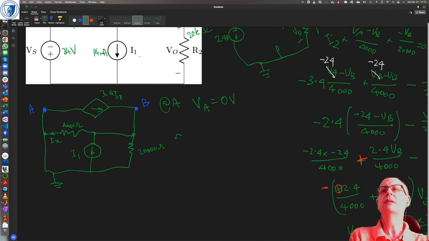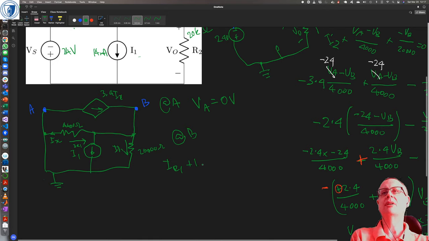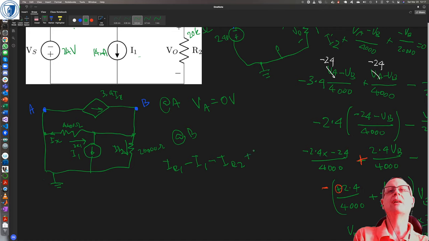Okay, and then at B, what do we get? Well, I'm gonna keep my IR1 definition that way, and I'm gonna keep my IR2 definition that way. So at B, we get IR1 plus I1, sorry, no, minus I1, right? Because I1 is flowing out of the node, minus IR2, right? There's IR2, and then plus 3.4 IX, and that equals 0.